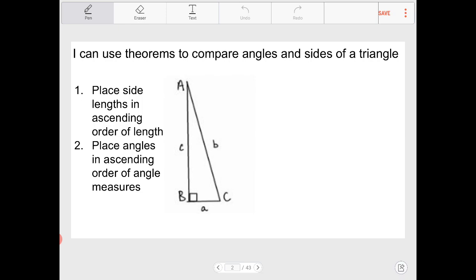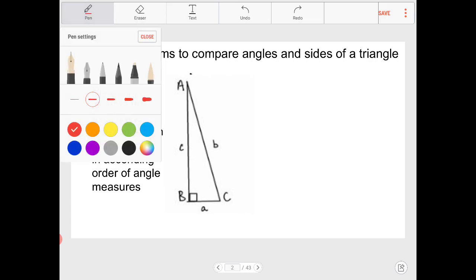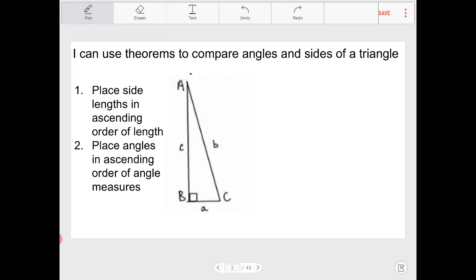Alright, so I have this triangle here, some arbitrary right triangle, and I'm labeling the vertices of the triangle with capital letters and the opposite sides with lowercase letters. And actually this is the convention for naming sides and angles. So typically when we describe the vertex of a triangle, we use the capital letters, and when we talk about the sides opposite of said vertex, we use the lowercase letters.